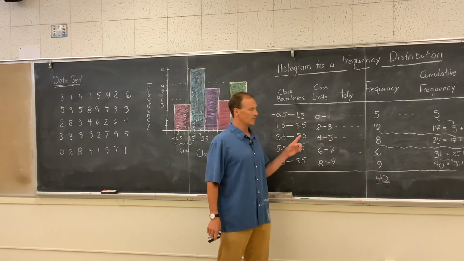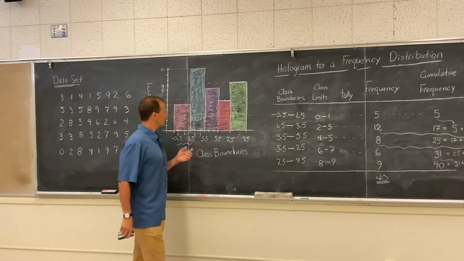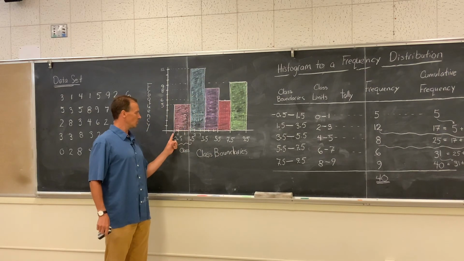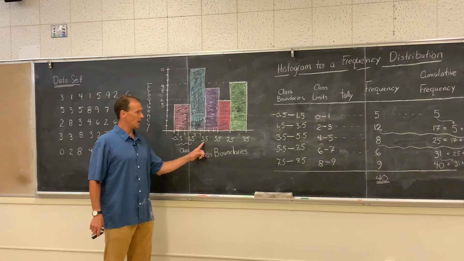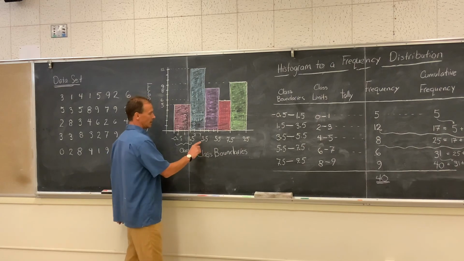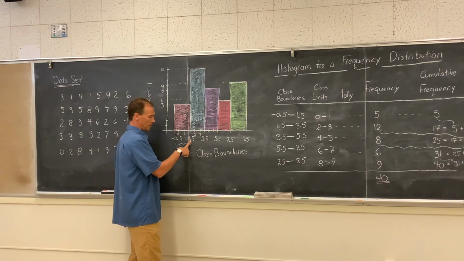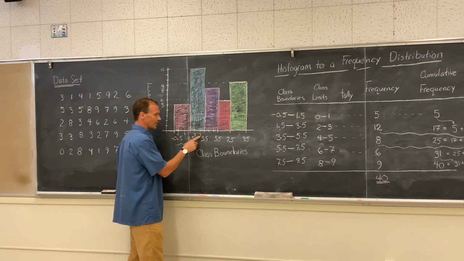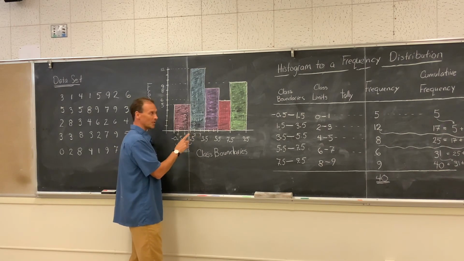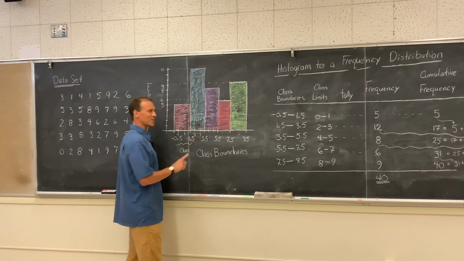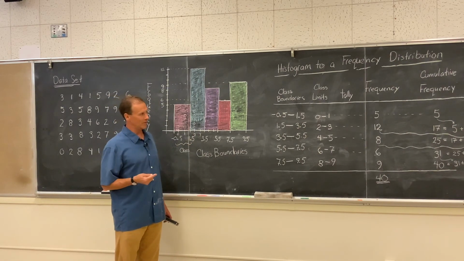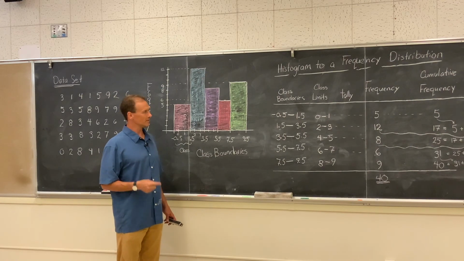Okay. Now here's another piece that we need to be careful of. Our class limits, remember the width of our class? The width of our class is 2 units, from negative 0.5 to 1.5, or 2 units from 1.5 to 3.5. And if you subtract 3.5 minus 1.5, you get a class width of 2. But if you subtract class limits, you won't get the correct class width. So it's a subtlety to be aware of.